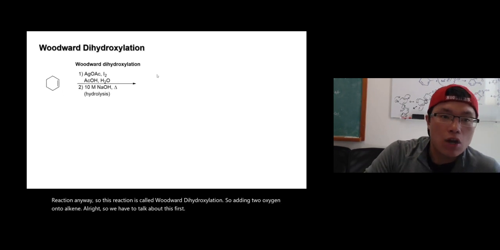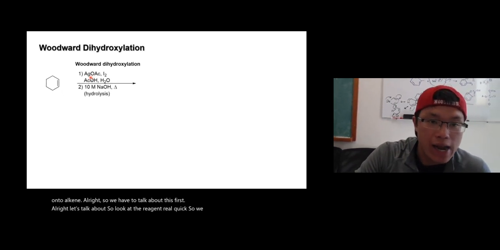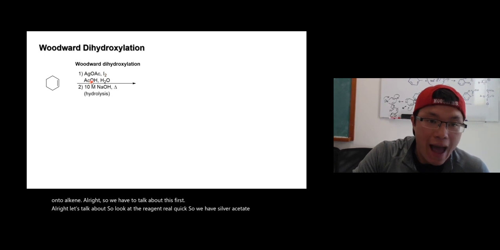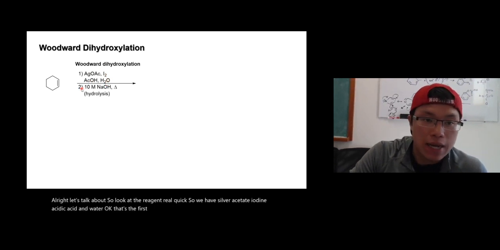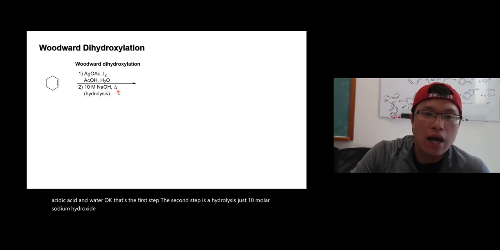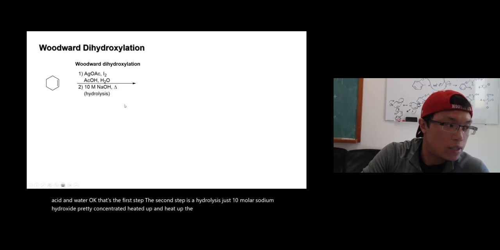All right, let's talk about, so look at the reagent real quick. So we add silver acetate, iodine, acetic acid, and water. Okay, that's the first step. The second step is a hydrolysis. Use 10 molar sodium hydroxide, pretty concentrated. Heat up the reaction to speed up the hydrolysis.